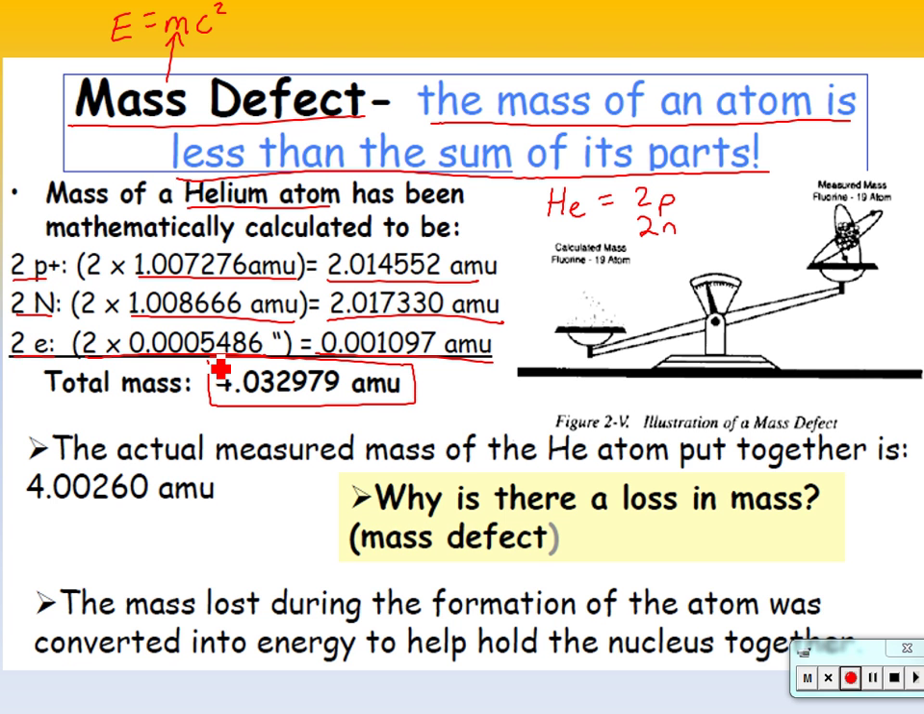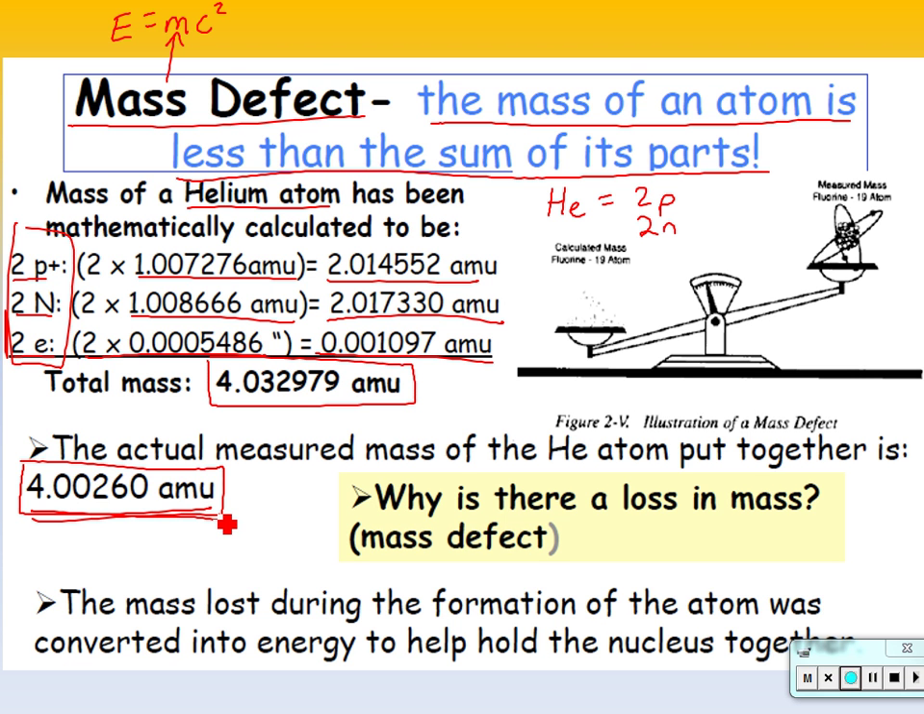But what does the periodic table say the mass of helium is? 4.00260 AMUs. But we just added up all the parts here. How come it doesn't add up? How come the actual mass doesn't add up? That's what Einstein figured out. Part of the mass in making up the helium nucleus is converted into what, guys? Energy to help hold that nucleus together.